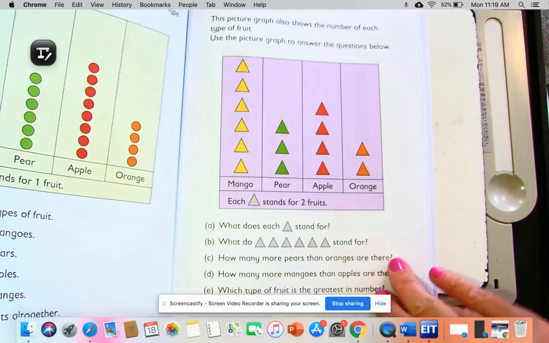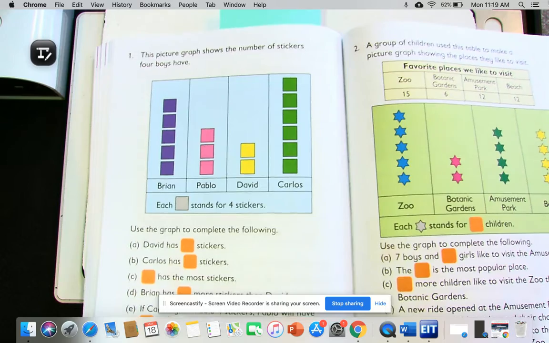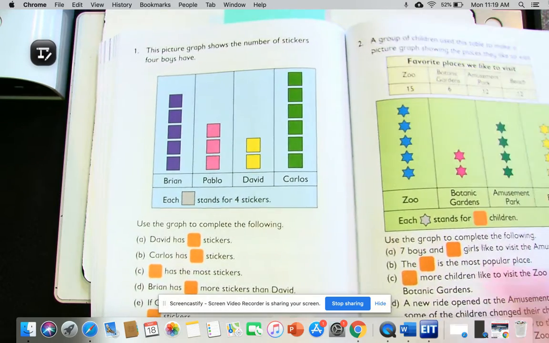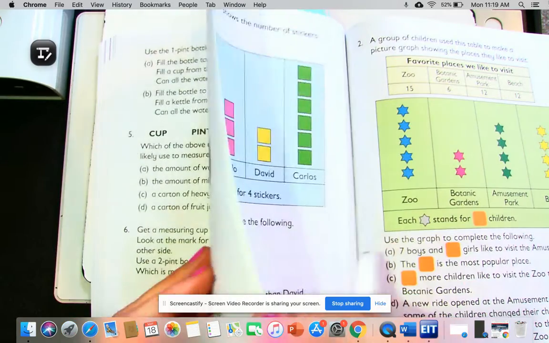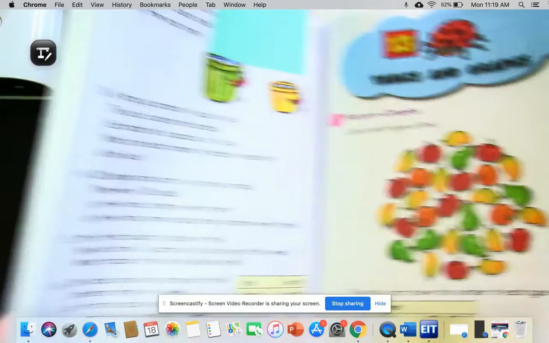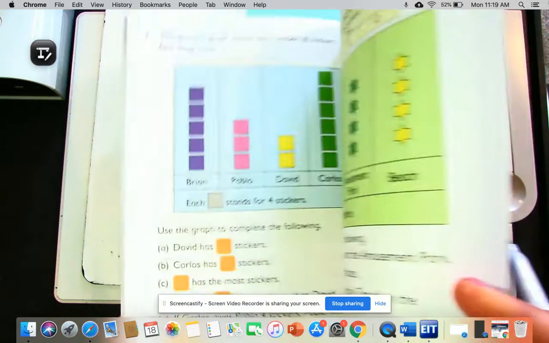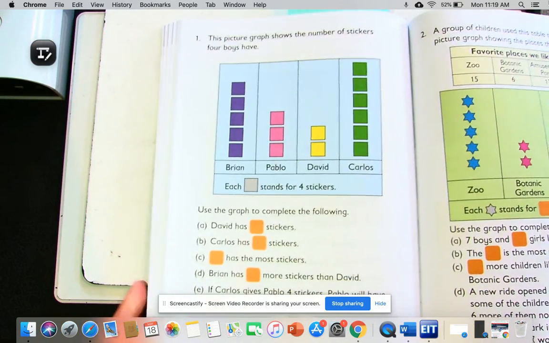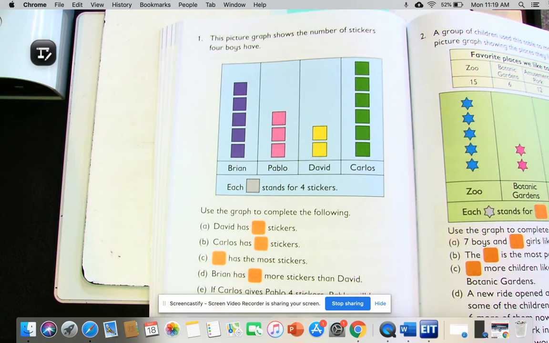All right. Let's do one more graph together. And this one is different. All of these other ones had to do with the fruit that we were looking at. All this yummy fruit. All the mangoes and pears and apples. Well, this one is different. This is a different kind of graph, still a picture graph, but this one says this picture graph shows the number of stickers that 4 boys have.